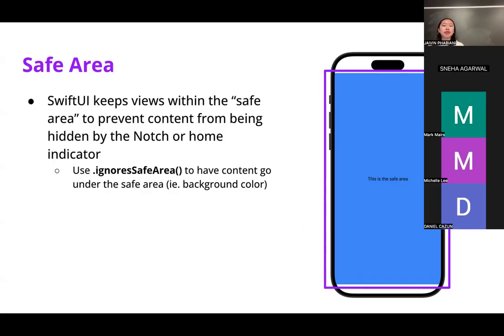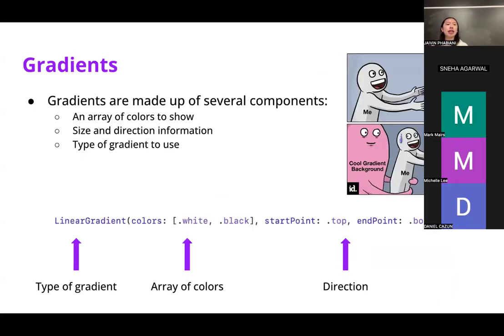And this will fill the entire screen. So for example, if you have a background color that you want to fill this screen, you can use the modifier. And then gradients are just a way to customize your app or add some personality to your app. And they are made of several components, which include an array of colors, size and direction information, as well as the type of gradient you want to use.